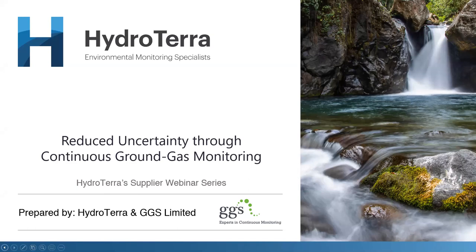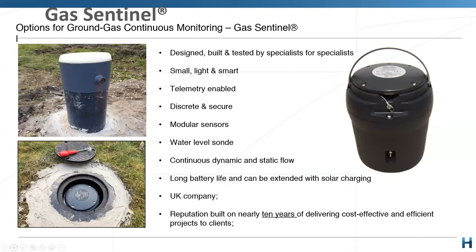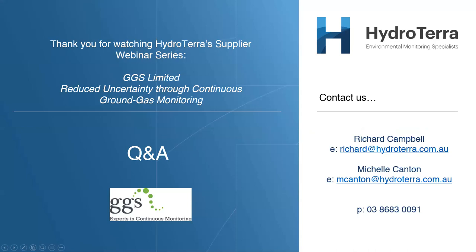The reason I say that is that if you use continuous data, and in fact spot monitoring data as well, you'll be able to tell if you've got atmospheric ingress just by looking at the results. If you use a simple ratio calculator, the ratio of nitrogen in air to oxygen in air is 4:1.